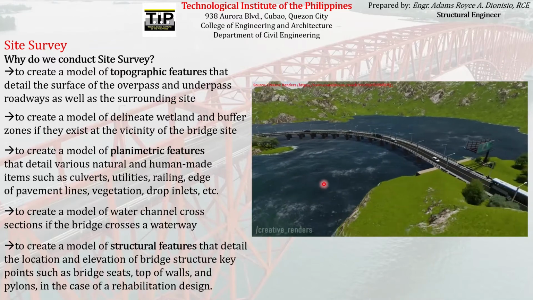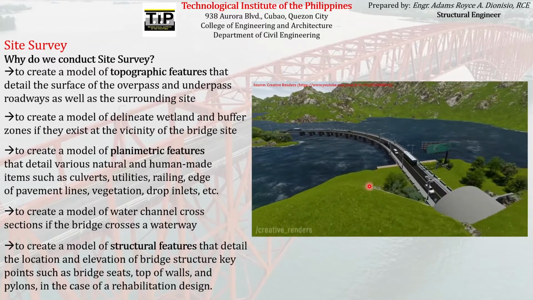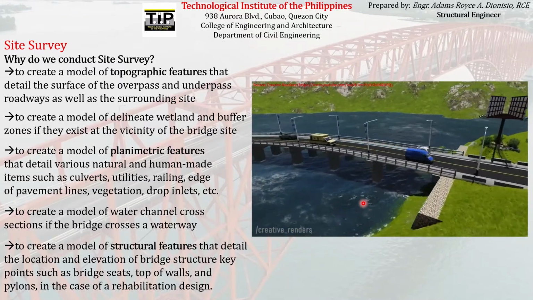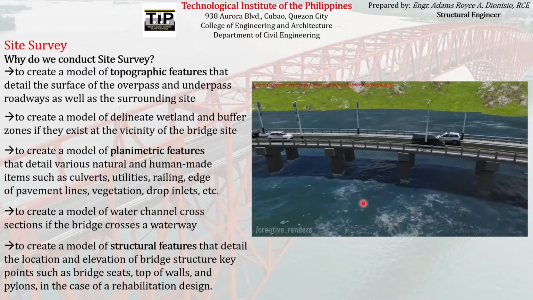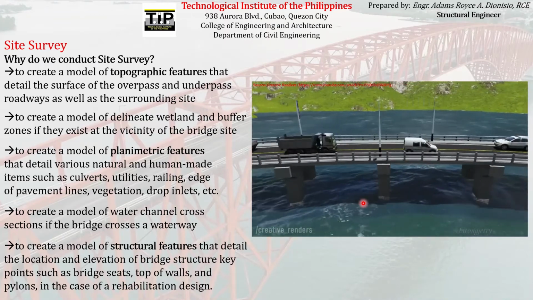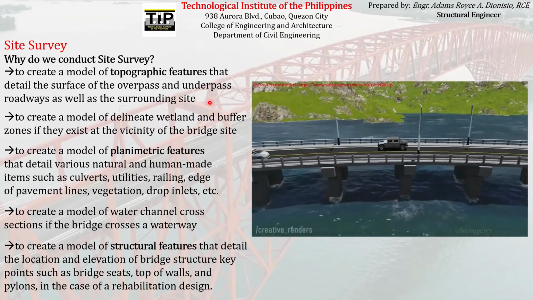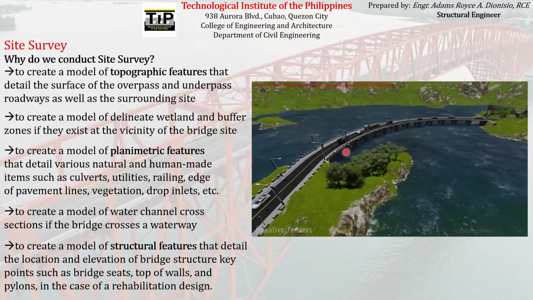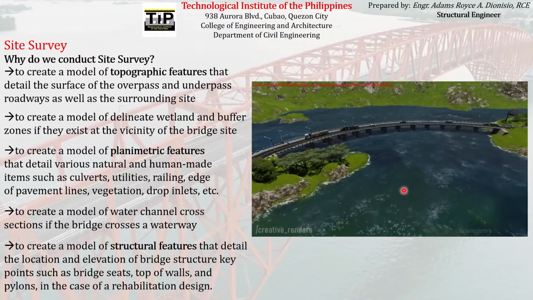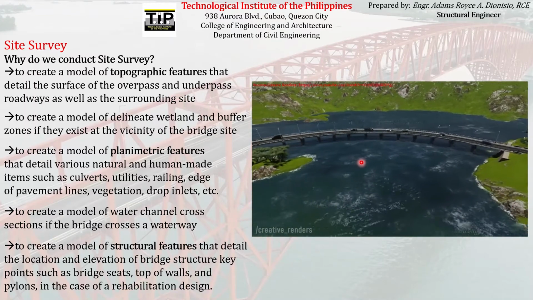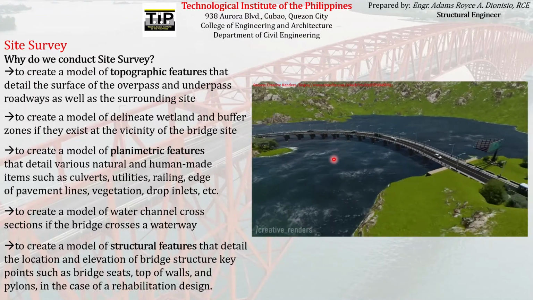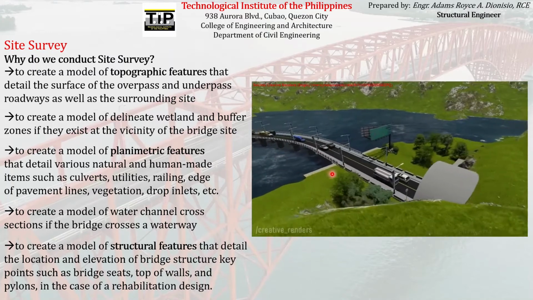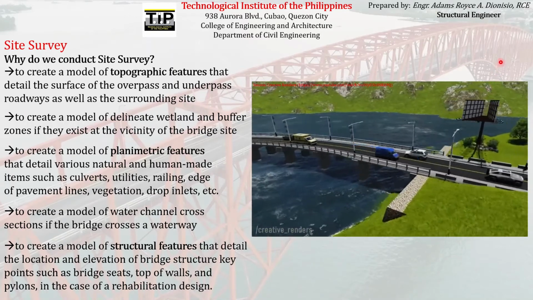So that's another activity that we must first conduct before we will be able to design and construct a bridge or highway project. We have to survey the site first and take note of the topographic, planimetric, and structural features that can be found on it, which can affect the design and construction of highway bridge structures.